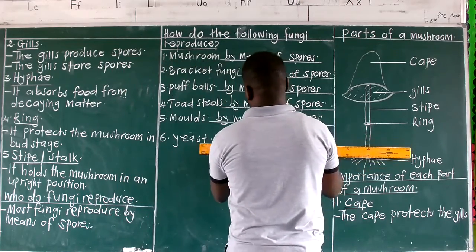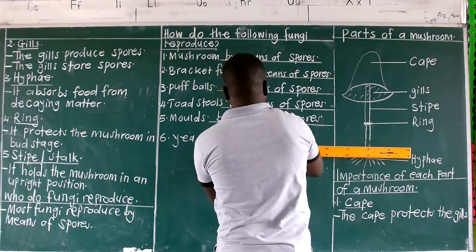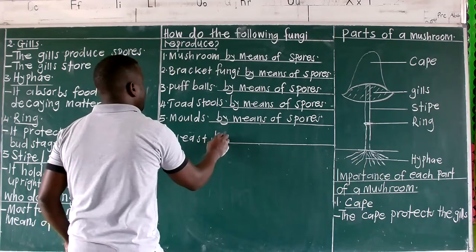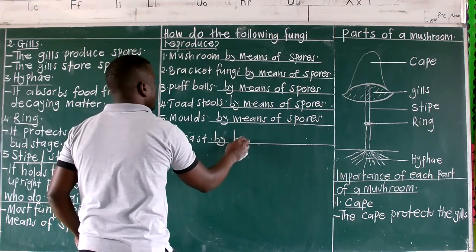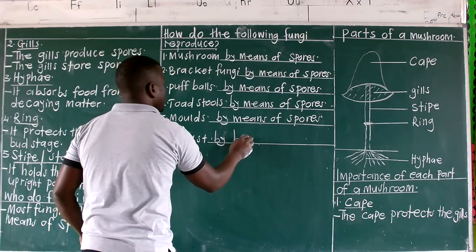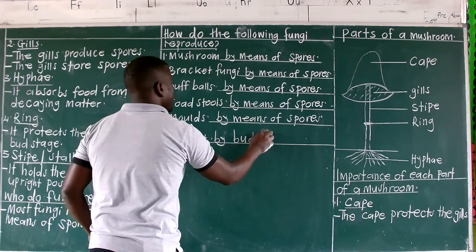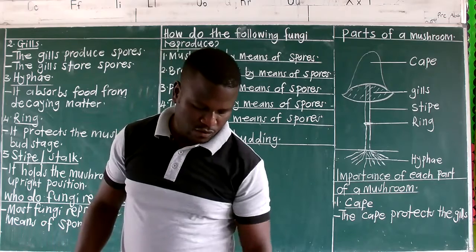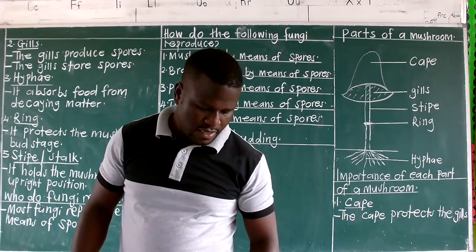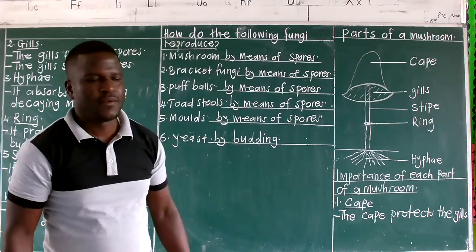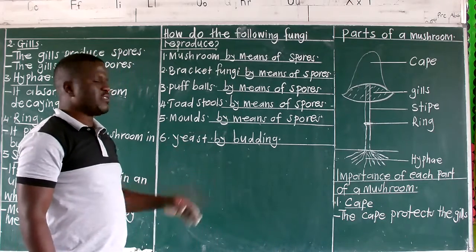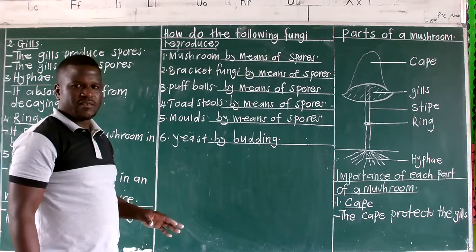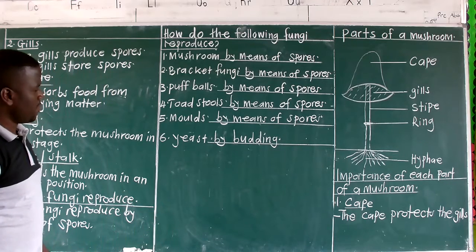Yeast reproduce by budding. So you find that of all the fungi, it is only yeast that reproduce by budding. The rest reproduce by means of spores.